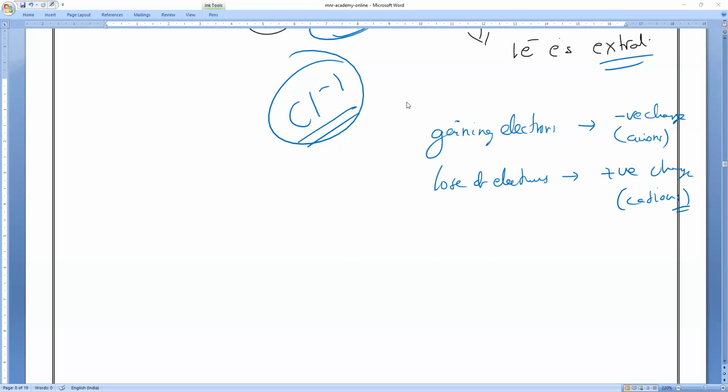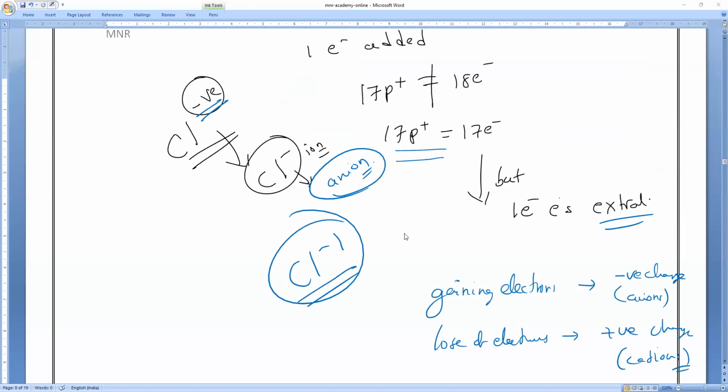Sir, how would you say that 17 protons will get stable when it becomes 18? The proton number will never change. Whose number can change, guys? Electrons only can change. Now the question: does every atom have one neutron? Not one, it contains a number of neutrons.